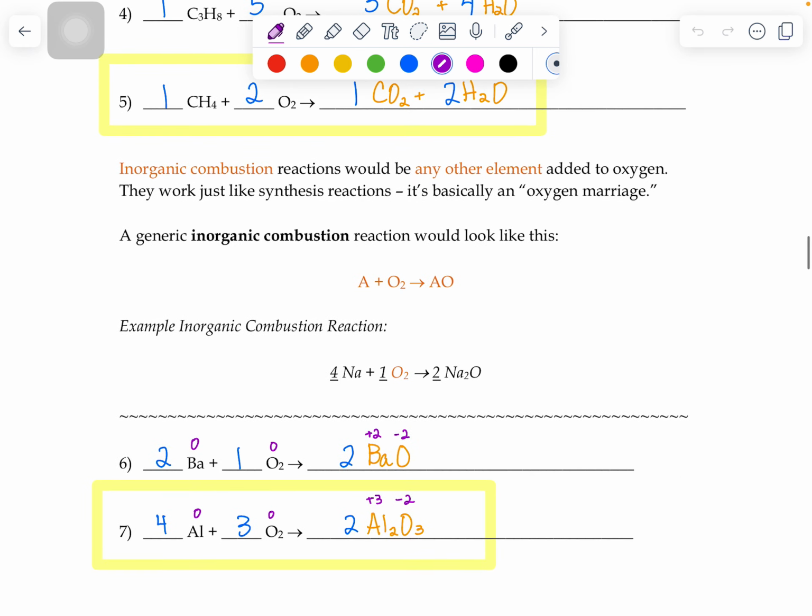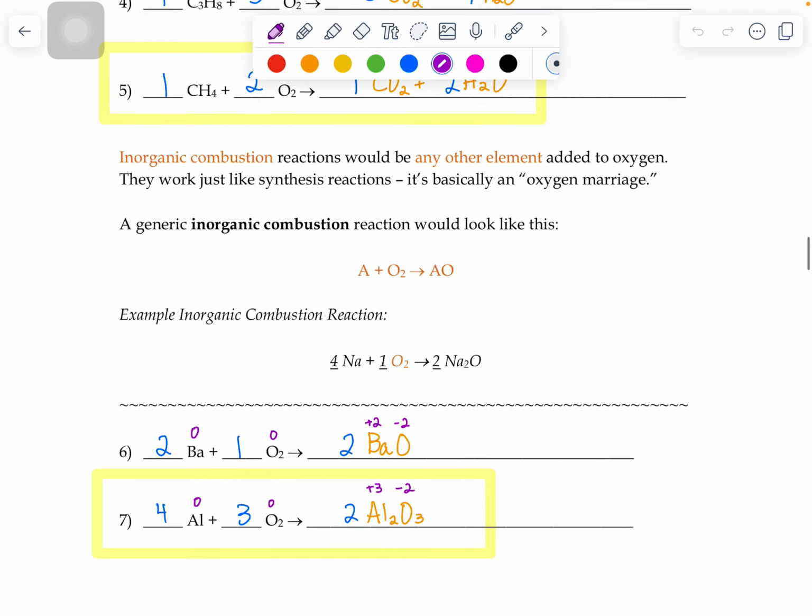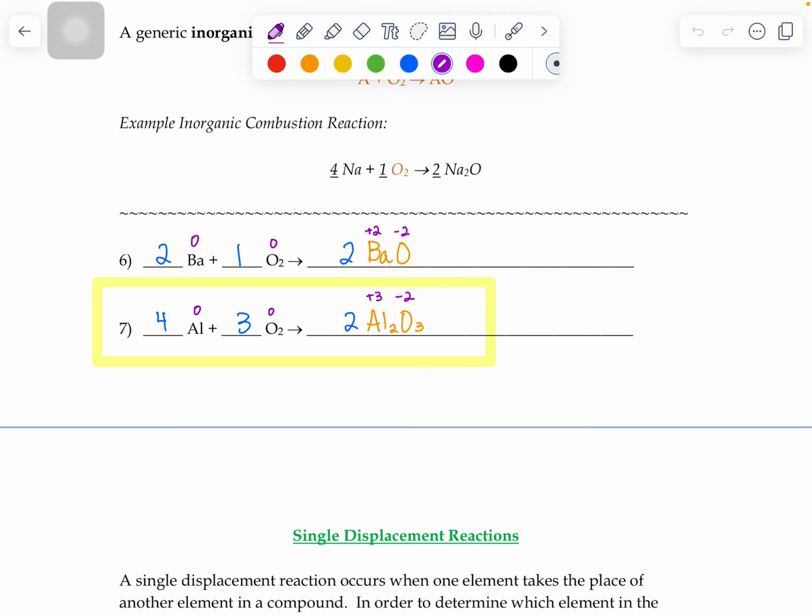Our inorganic combustion is just like a synthesis reaction. It's just like an oxygen synthesis. So we marry the elements together. Aluminum and oxygen, the elements are neutral, but unstable. They stabilize themselves by gaining and losing electrons to have the same number as a noble gas. So aluminum would lose 3, oxygen would gain 2 during the course of a reaction. We balance out the charges to make Al2O3, and then we'd have to balance the reaction overall with our coefficients 4, 3, and 2.